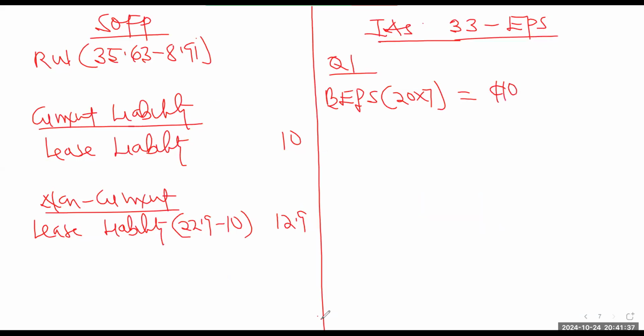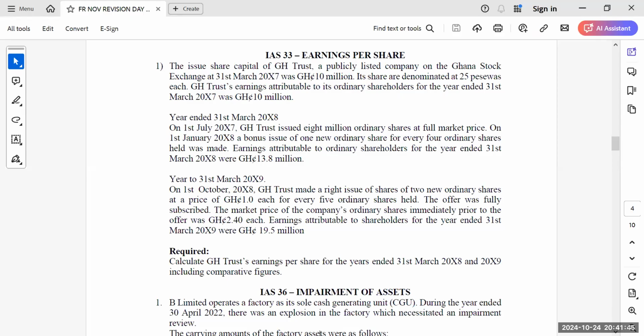So that 10 million divided by what will be the number of shares? Let's pay attention to the calculation of that. They are saying that their share value is what? 10 million Ghana cedis, isn't it? Yes, sir. And each share is going for what? 25 pesos. So what will be the number of shares? How many shares will be issued at 25 pesos? That will give us 10 million. 4 million. Is it 4 or 40?